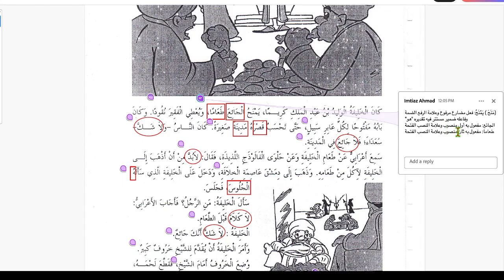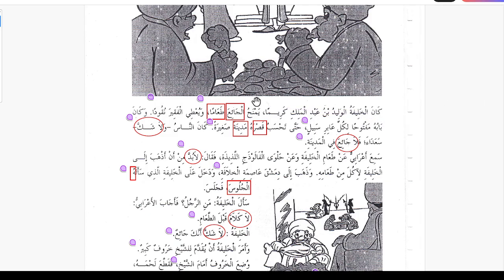So let's analyze this sentence. Manaha yamnahu. Yamnahu is fe'lun mudari marfun wa alamatul rafi ad-damma. Before al-jaiya we need to also look for the fa'il. Wa fa'iluhu damirun mustatirun fihi taqdiruhu huwa. The fa'il is hidden in it, which is huwa. Al-jaiya is maf'ul bihi awwalun mansubun wa alamat nasbi al-fatha, and al-jaiya is the first maf'ul bihi, and ta'aman is maf'ul bihi thanin mansubun wa alamat nasbi al-fatha, and ta'aman is the second maf'ul bihi.